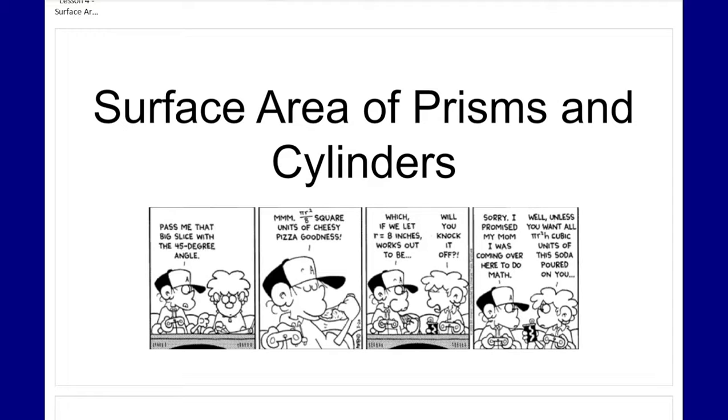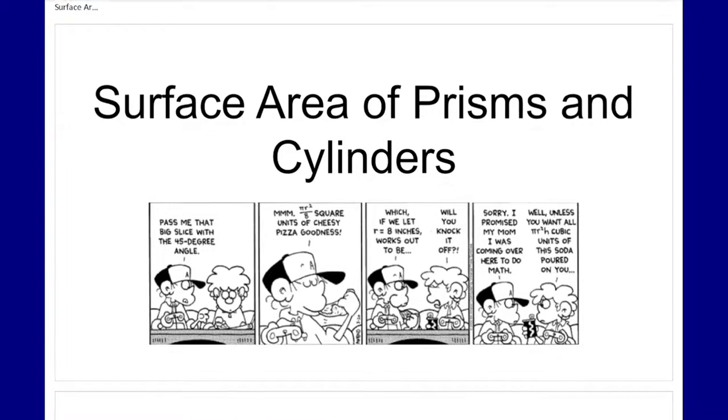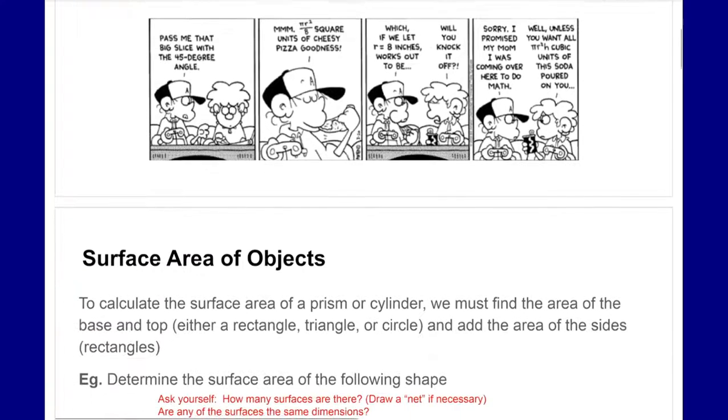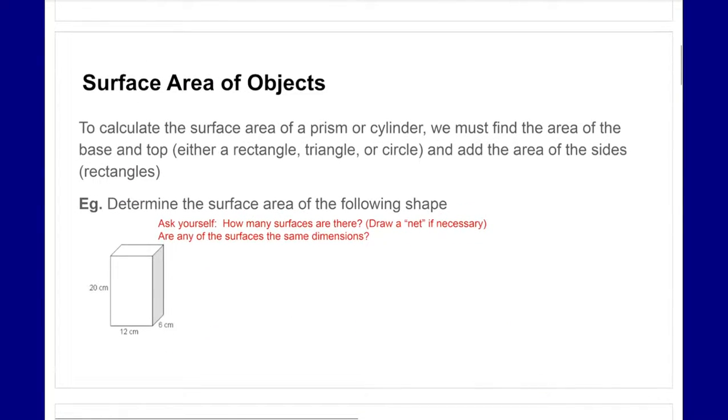Unfortunately, we do still have to go through our standard way. But we will talk about how we can make it a little bit easier so that we don't make as many mistakes. So, surface area of objects. To calculate the surface area of a prism or cylinder, we must find the area of the base and top, either a rectangle, triangle, or circle, similar to what we've seen in the past, and add the area of the sides, which generally tend to be rectangles.